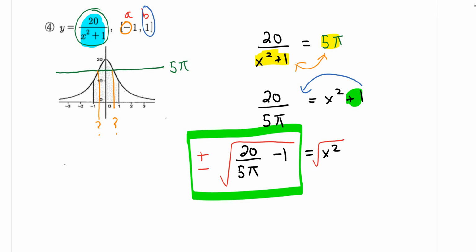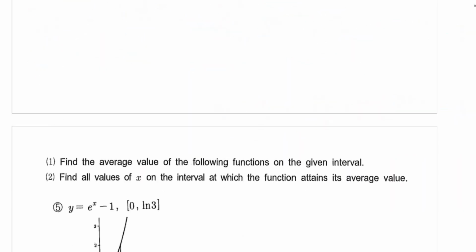And I guess over here, this question mark should be the minus square root of 20 over 5 pi minus 1. And this one over here should be the positive square root of 20 over 5 pi minus 1. So something like that, yeah. And if you want to simplify this more, I mean, 20 divided by 5 is 4, so it'll be 4 over pi, but I'm a little bit lazy right now, and I think most students will probably get the general idea here. Okay, so we move on to question 5 now.